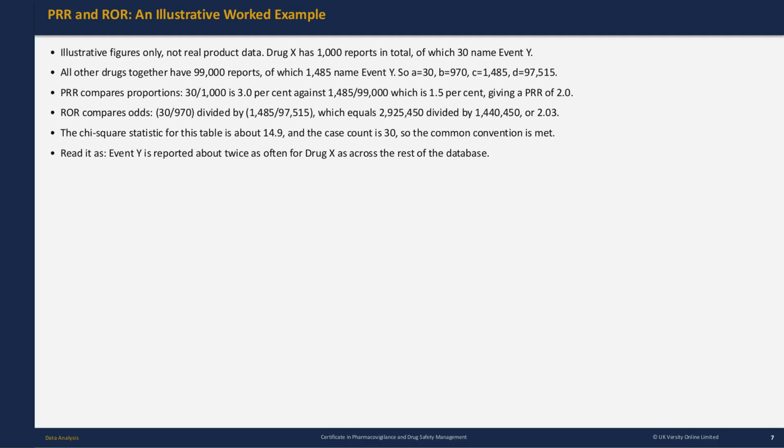So A is 30, B is 970, C is 1,485, D is 97,515. PRR compares proportions. 30 out of 1,000 is 3.0% against 1,485 out of 99,000, which is 1.5%, giving a PRR of 2.0. ROR compares odds, 30/970 divided by 1,485/97,515, which equals 2.03.